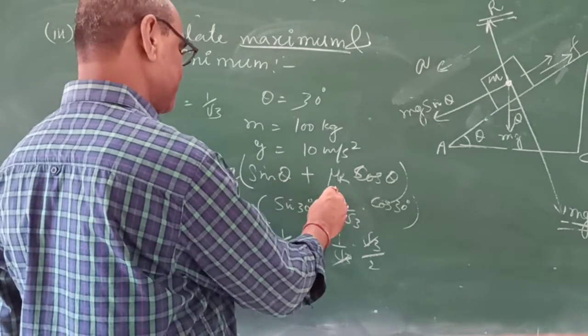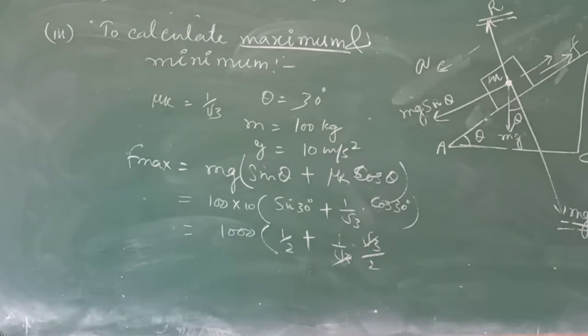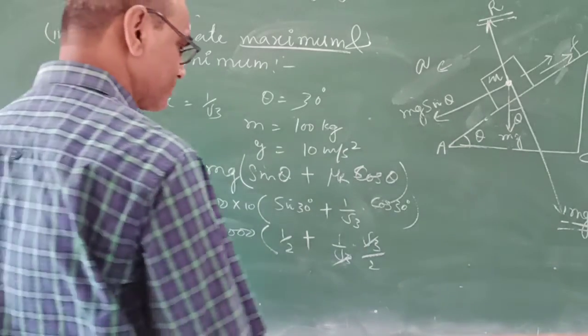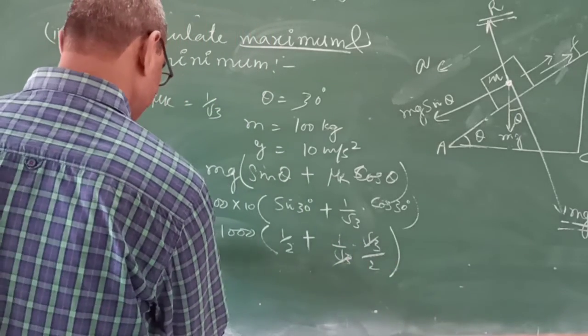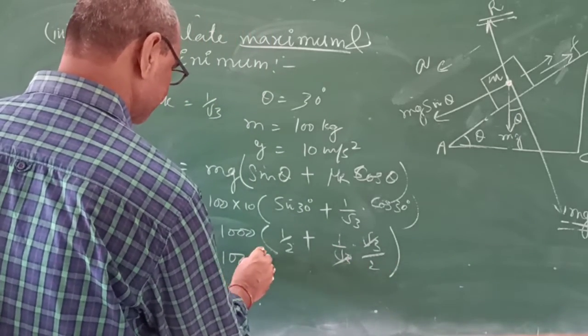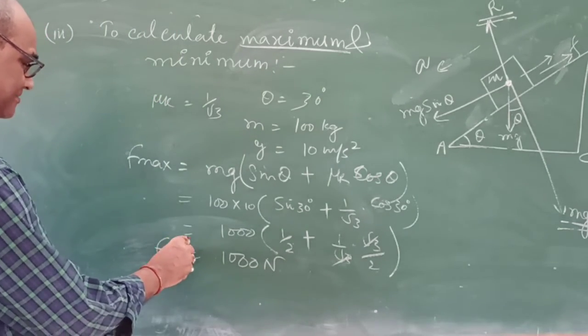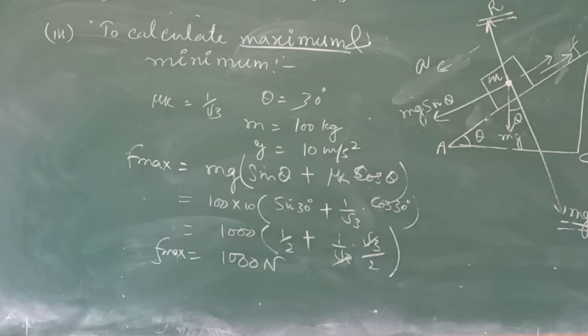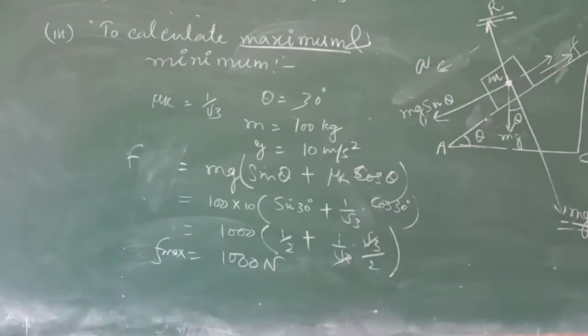Maximum force plus... root 3 cancels out, half and half is equal to 1. That one, maximum force required, is equal to 1000. That is the maximum. Then how can you calculate the minimum force? We will do nothing different, same question. Minimum force.